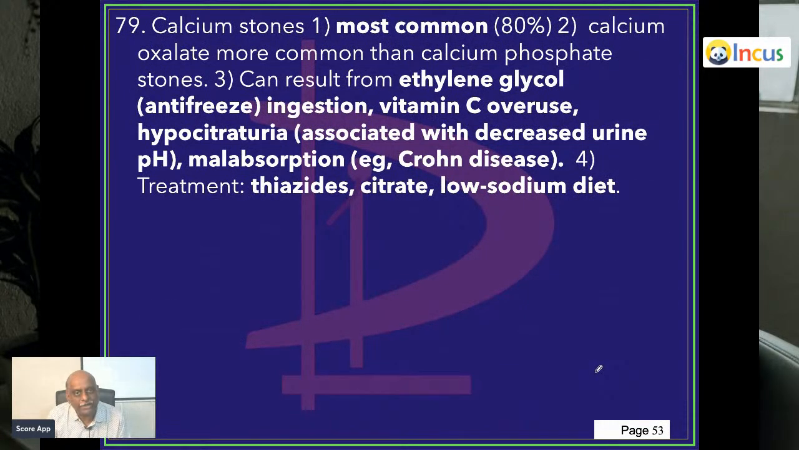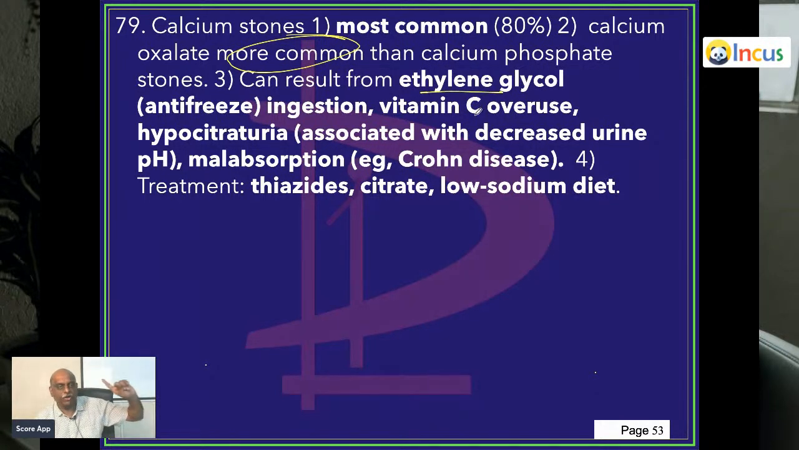Now we will go a little deeper into each of them. Of all these stones, calcium stones are the maximum in number. Between calcium oxalate and calcium phosphate, which is more common? Calcium oxalate is more common. And why are calcium stones precipitated? What are the etiological factors?